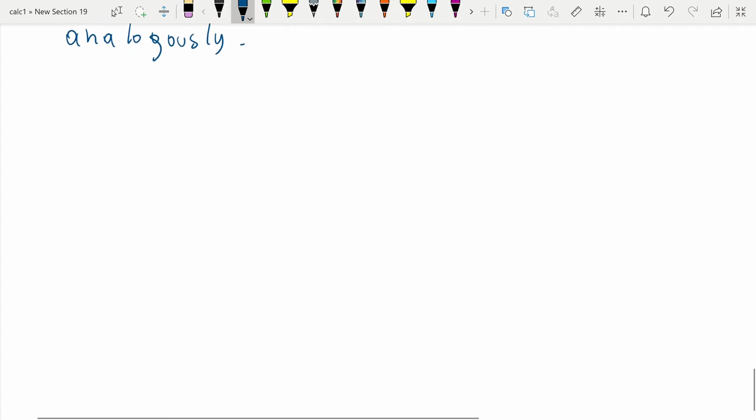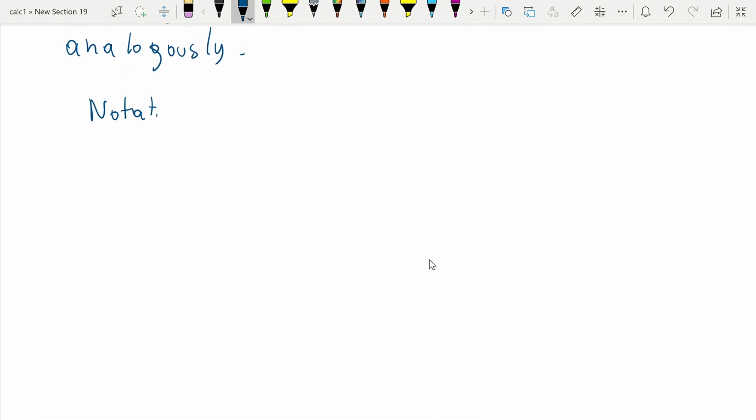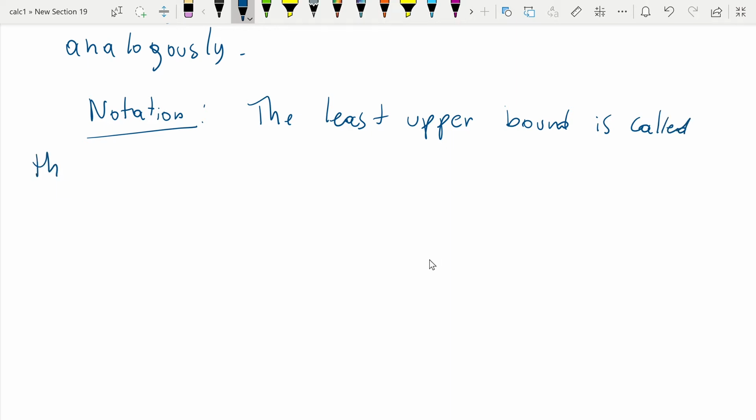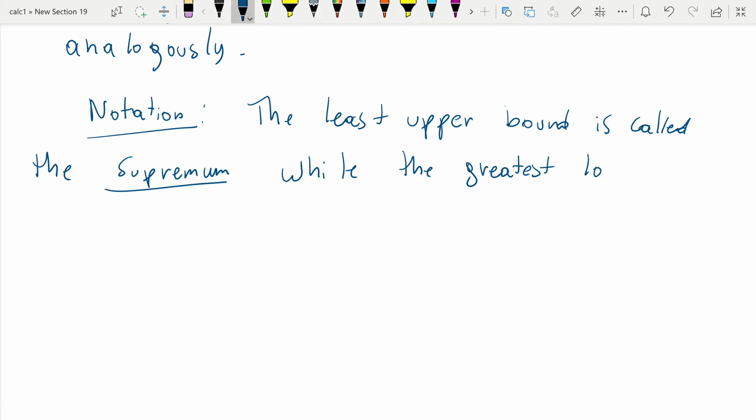And so the notation that we introduced before: the least upper bound is called the supremum, while the greatest lower bound is called the infimum.